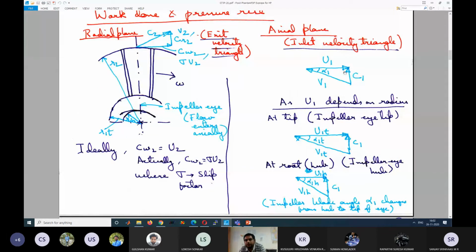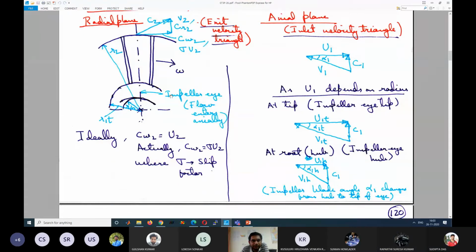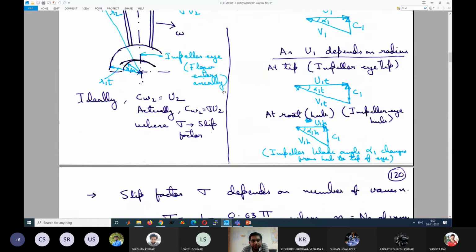Looking at this diagram, what is the wheel component, meaning the tangential component, at the inlet? What is the tangential component of the absolute velocity at the inlet? Sir, 0. Correct, it is 0. So keep that in mind that the wheel component is 0. And at the outlet it is CW2. This has to be kept in mind.